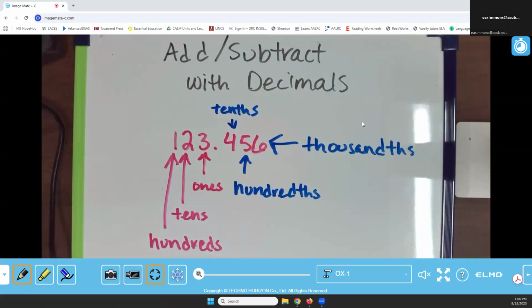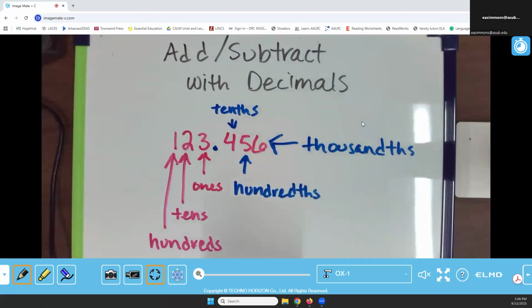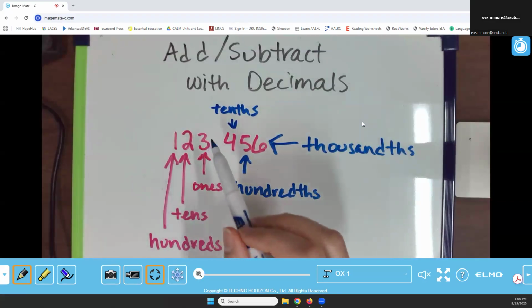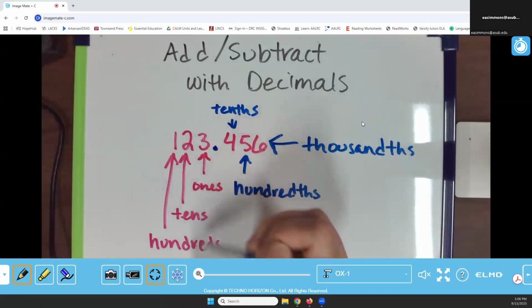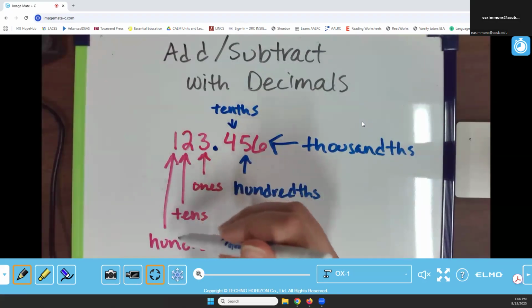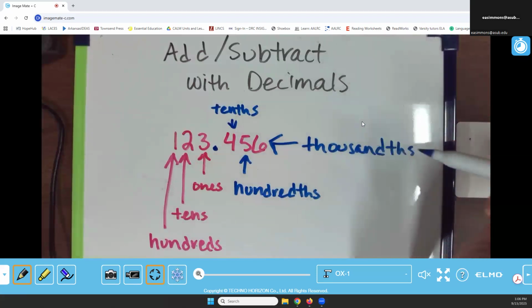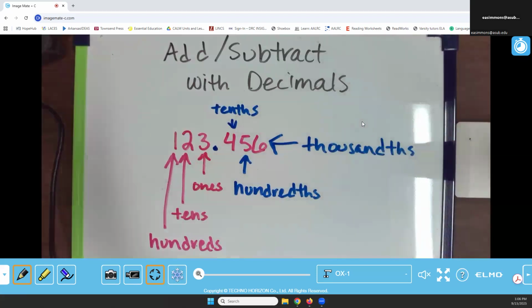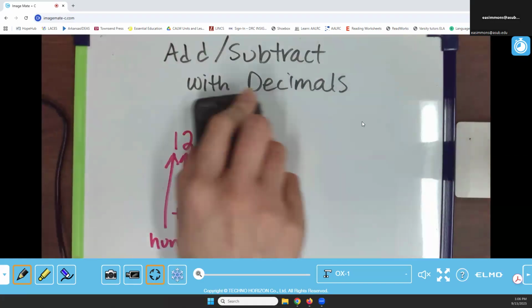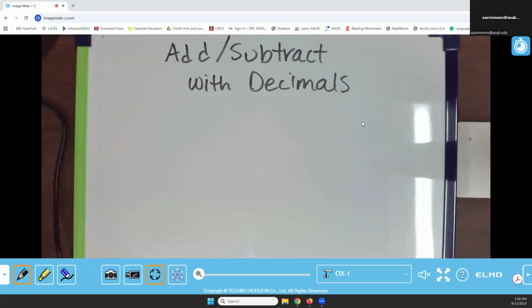So when we add and subtract with decimals, we want to make sure our decimal points are lined up between our two numbers, and we're going to add things vertically. That way we're making sure our ones places are lining up, our tens places are lining up, and our hundreds places are lining up, along with our tenths, hundredths, thousandths, and so on. We'll do a couple examples with adding and subtracting. We'll start with an adding.